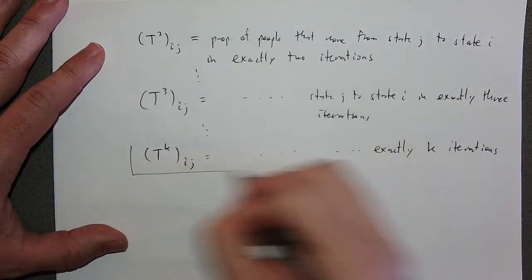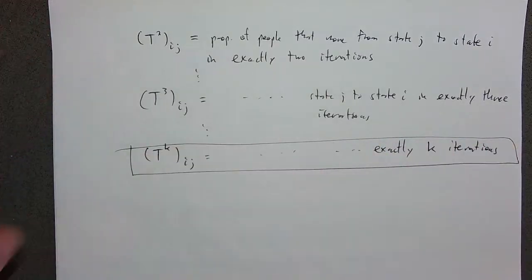And so now you see why I've been saying this over and over again about our transition matrix T, because our transition matrix T is T to the K where K is just equal to 1. So each of the entries T sub ij is the proportion of people that move from state j to state i in exactly 1 iteration, right? So that's why I kept harping on this.